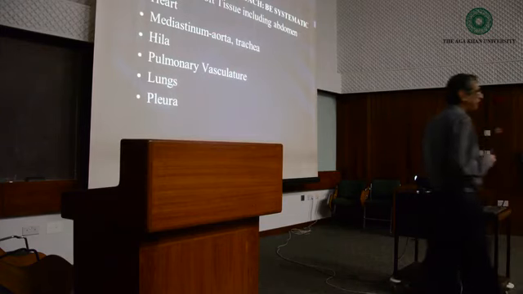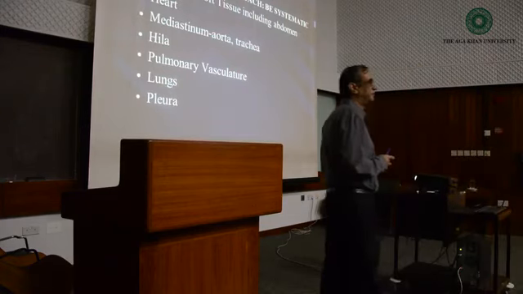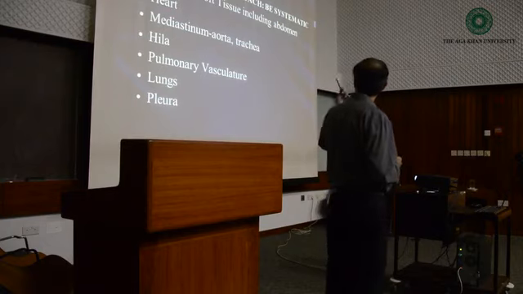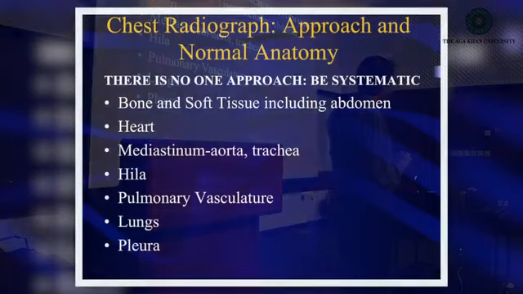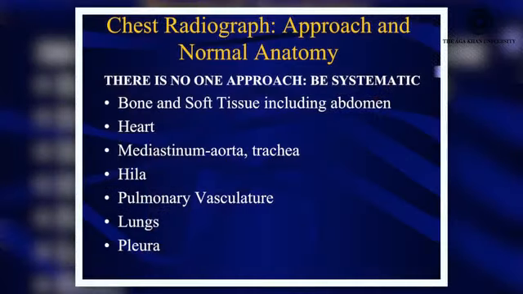Okay, as long as you have a systematic approach, you can follow any pattern. So you have to see all of it. Bone and soft tissues, the abdomen which is visible, you have to look at it. Heart, you have to see mediastinum, aorta, trachea. Hyla is plural of hilum. Pulmonary vessels, we call them vasculature, lungs and pleura. So as long as you see all of it, it's okay.